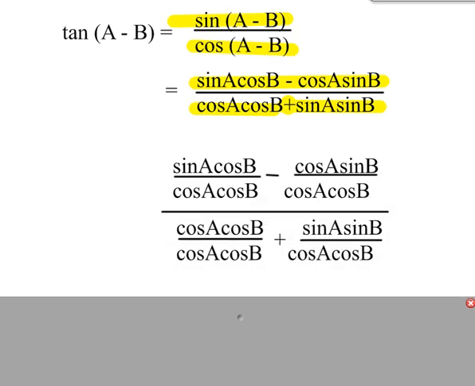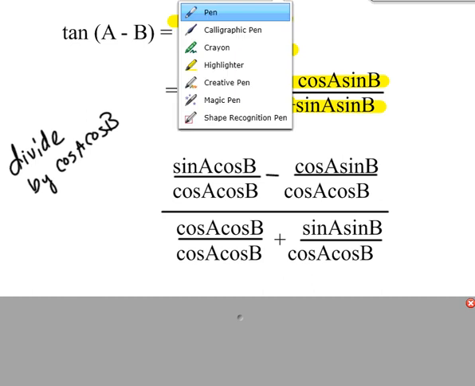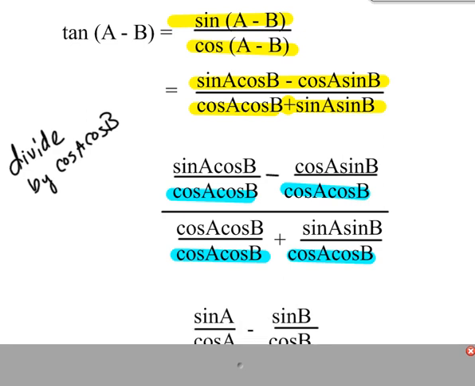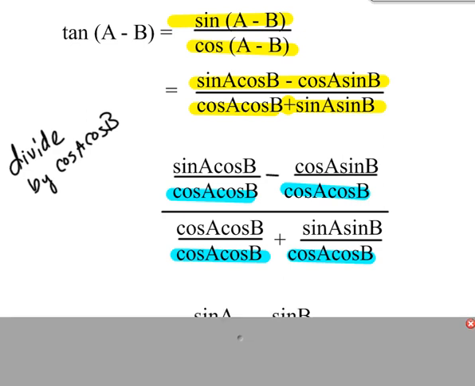I am going to take each term and divide by cosine of A, cosine of B. Okay, so look at each one of those terms there. You can see we took each term and divided by cosine A, cosine B. So that's the new stuff. All right, from there, we are now going to start to cancel stuff off.